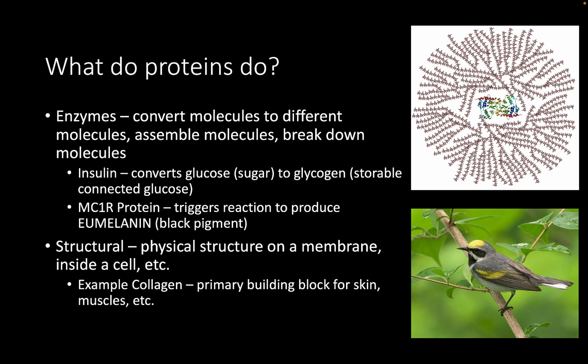What does that do? MC1R protein triggers a reaction to produce melanin, eumelanin in particular, which is a black pigment. And if we think about that black chin patch on the golden-winged warbler, we'll see that it probably needs there to be melanin produced in that location to create that black pigment.